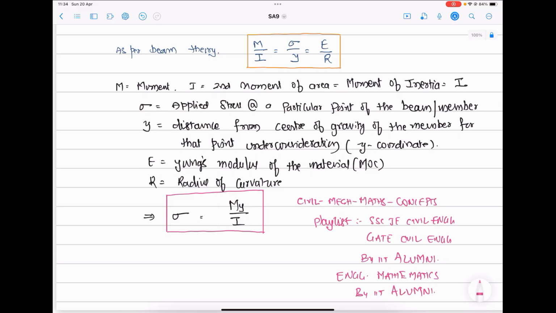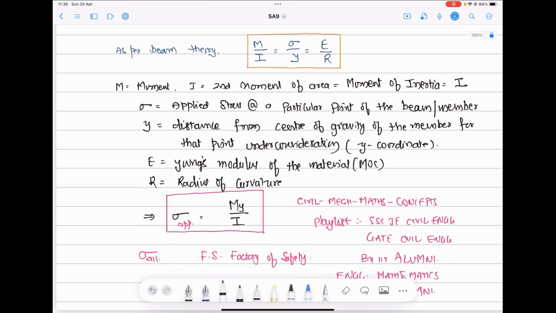Now, sigma is the applied stress. Then the allowable stress for a particular material is given in the codes. Sigma allowable you can find out from the codes. Apply a factor of safety, Fs is equal to factor of safety. Then ensure that after applying the factor of safety, sigma applied does not go beyond sigma allowed.